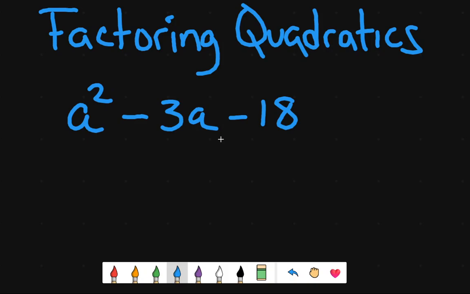Factoring quadratics once again, and we're going to put these in the form of binomials. So first, let's start off by putting our parentheses here so we know that we're going to use binomials. We're going to use the FOIL method to check it when we multiply our binomials. Now, let's look at this.